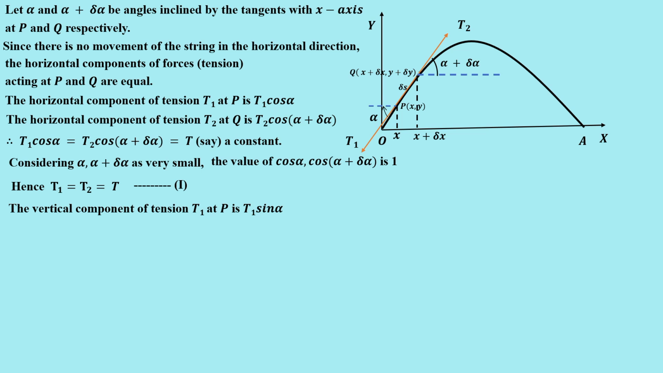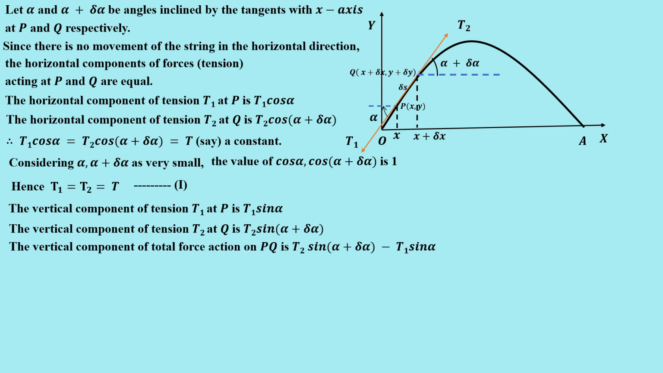So the vertical component of the tension T1 at P is T1 sin alpha. So we are resolving in the vertical direction, that is, along the y-axis. The horizontal direction we are taking cos alpha, so the vertical direction is 90 minus alpha. Cos of 90 minus alpha is sin alpha. That is why T1 sin alpha, and at Q, T2 sin(alpha plus del alpha).